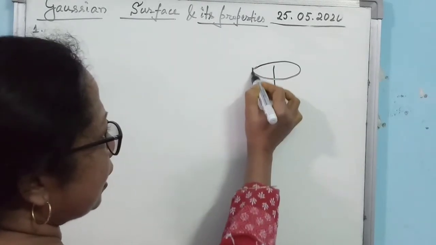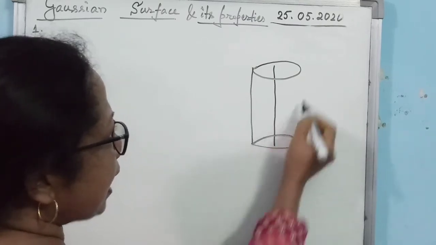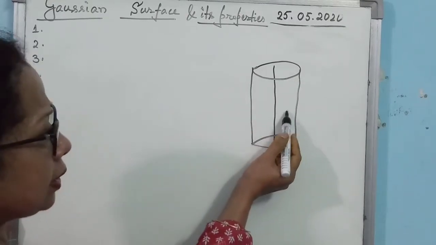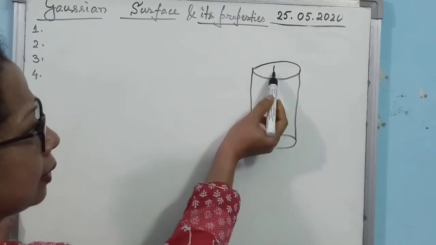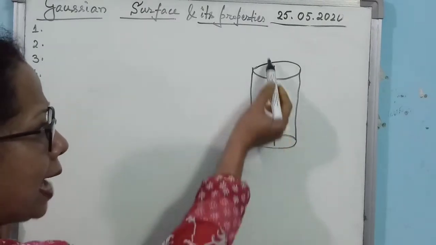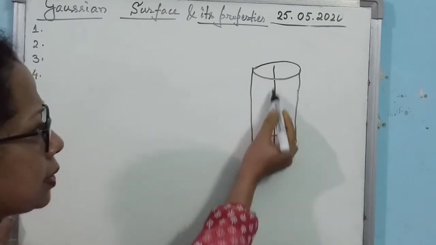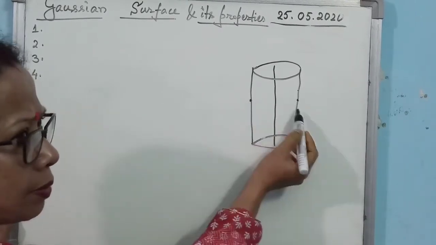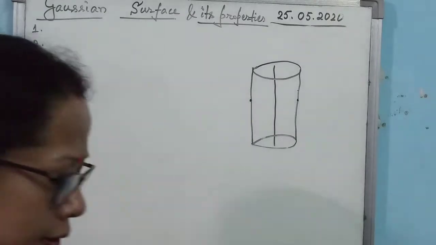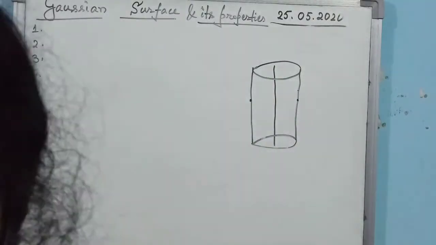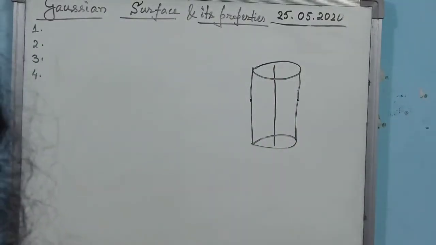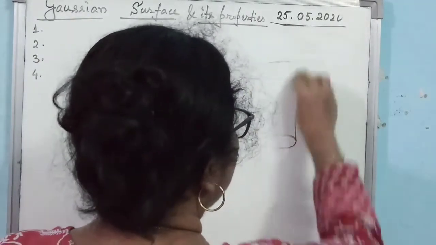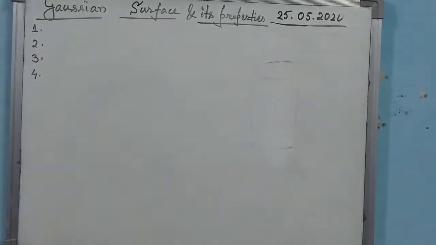Suppose I am assuming a cylindrical surface as the Gaussian surface, and I choose the cylinder in such a manner that the line distribution is along the axis of the cylinder. Then you see all the points are equidistant. If you consider this point here and this point here, they are symmetric about the distribution of charge. So the third point regarding the Gaussian surface is that it should be symmetric about the distribution of charge.